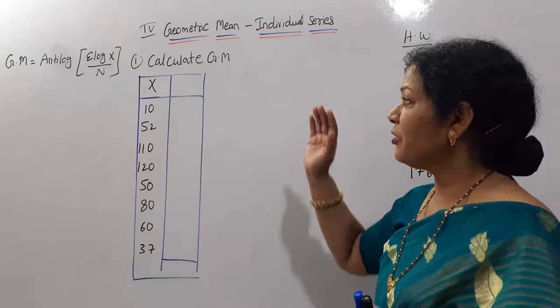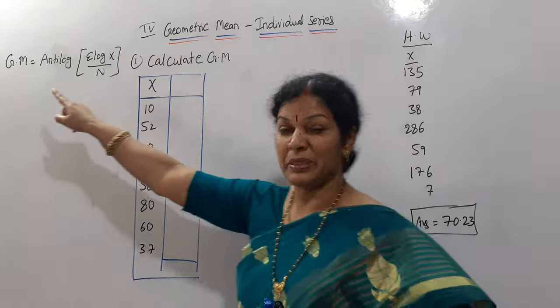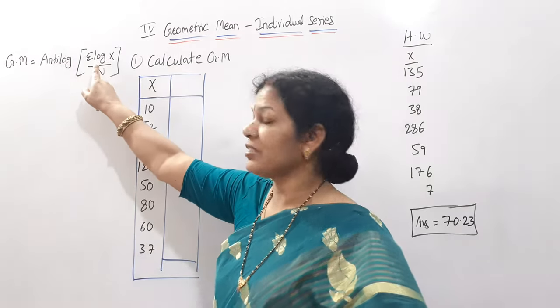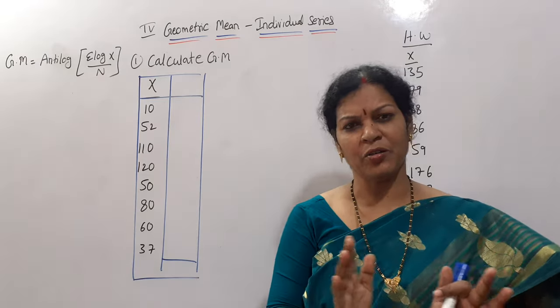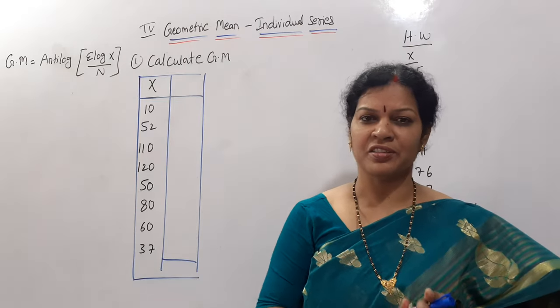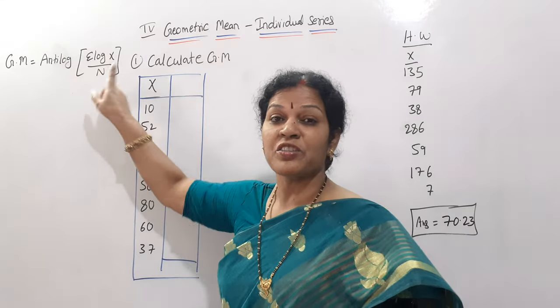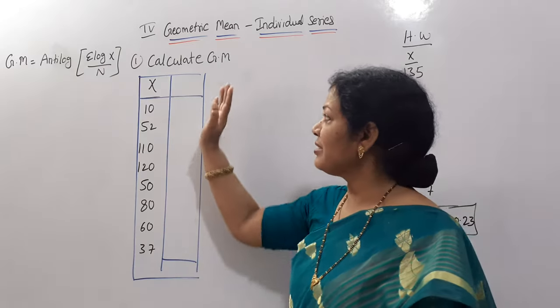Please remember the formula for individual series, geometric mean: GM is equal to anti-log of sigma log x by n. Anti-log will always be there, whether individual series, discrete series or continuous series. Anti-log of sigma log x by n. This is the formula. Easy to remember, now? Now, we'll see the problem.